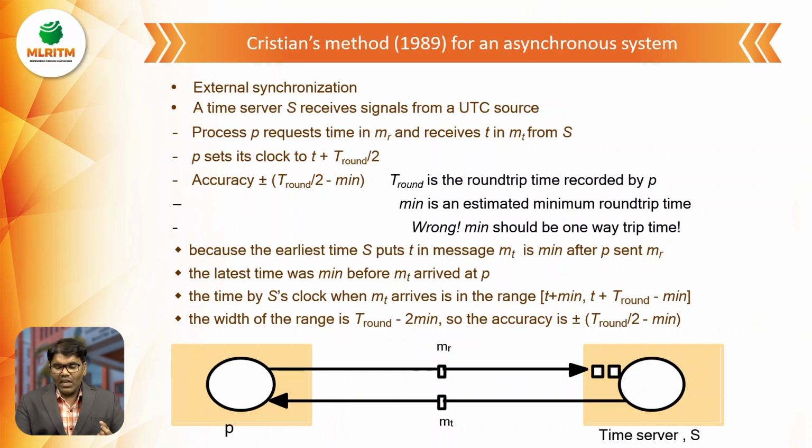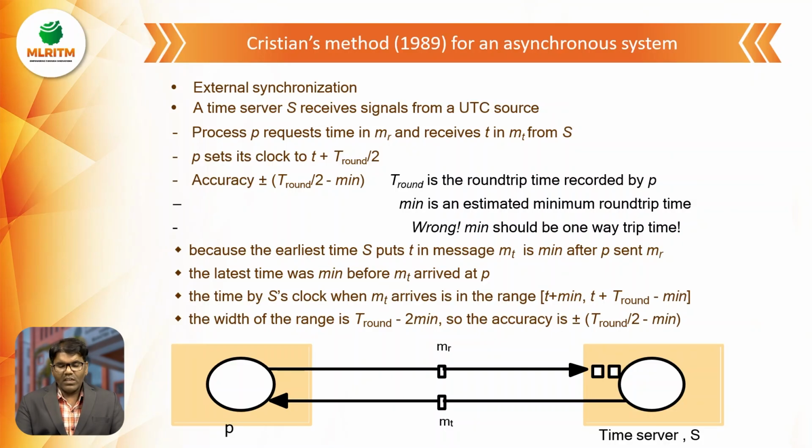Accuracy is plus or minus (T_round by 2 minus min). Here T_round is the round trip time recorded by process P, and min is the estimated minimum one-way trip time, because the earliest time S puts t in message mt is min after P sends mr, and the latest time is min before mt arrives at process P.